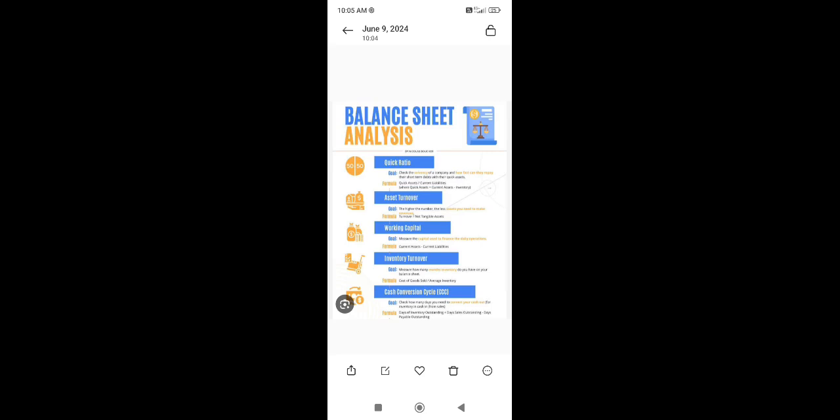The formula of the quick ratio is quick asset upon current liability, where quick asset is equal to current asset minus inventory. So that is the quick ratio.